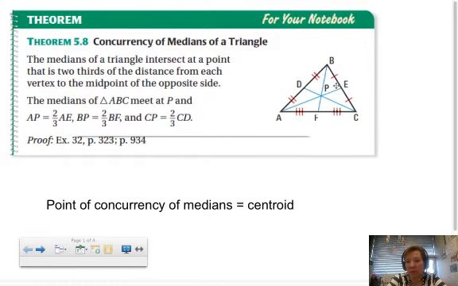Or let's say I were to tell you that BF, the whole thing, was 15 units. Well, 2/3 of 15 is 10, so this section BP here would be 10, and this section PF would be 5. So you'll see some of those in your practice problems. The important part to get in your notes would be probably the sketch, the name that this is a centroid, and at least one of these examples of how AP is equal to 2/3 of the measure of segment AE, for example.